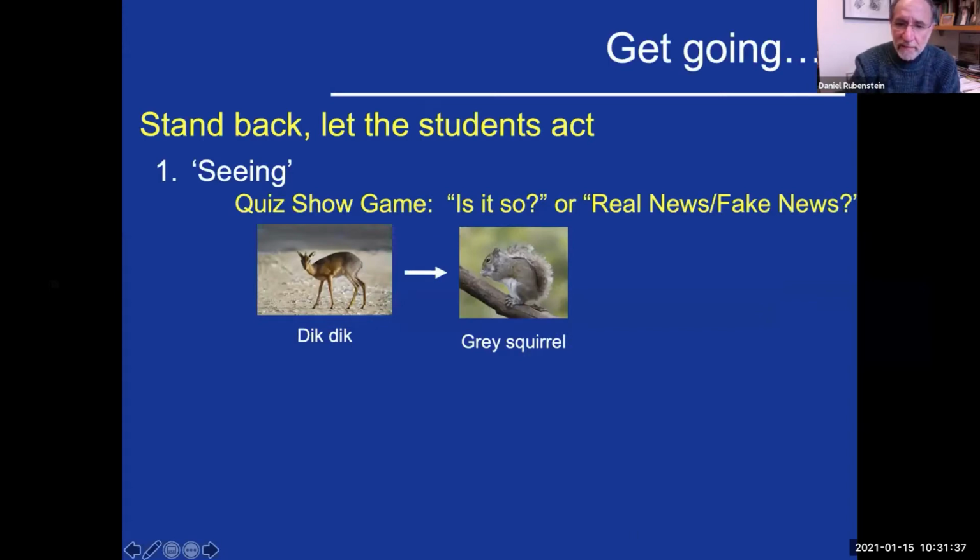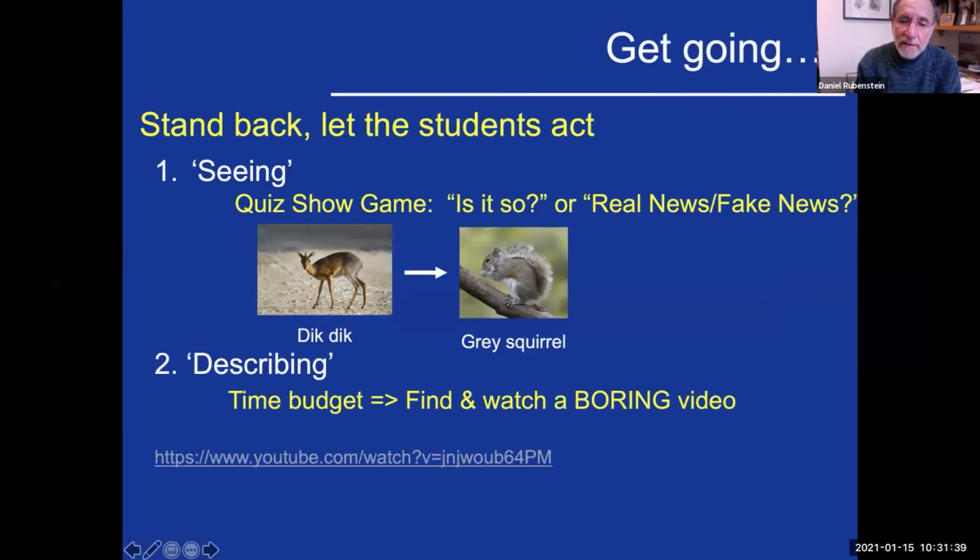So that's the seeing. Next is the describing, and this is the time budget. I wanted them to learn how to quantify behavior. So it's not quite an ethogram where you just list things, but it's actually doing an ethogram and then figuring out how much time they do things. And the key is watch a boring video. Now, it's hard to find a boring video on animal behavior because we tend in animal behavior to show males fighting, females displaying, we show sex, we show predators eating, we show active things. You don't get time budgets on active things like that.